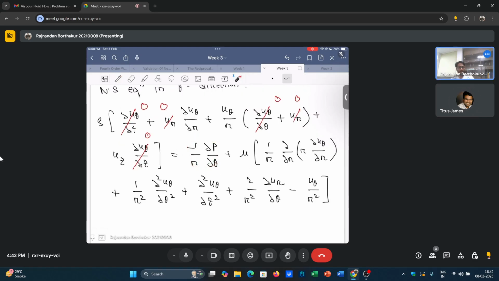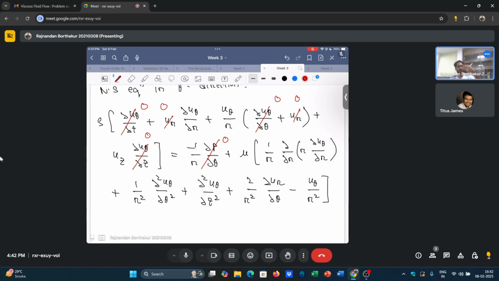Can you tell me what this term, del P by del theta, is? Is it 0 or non-zero? Non-zero? Why is it non-zero? That would mean your pressure can vary along the theta direction. No, no. It's zero. Exactly, it's zero. This case is zero, again because of axisymmetry.